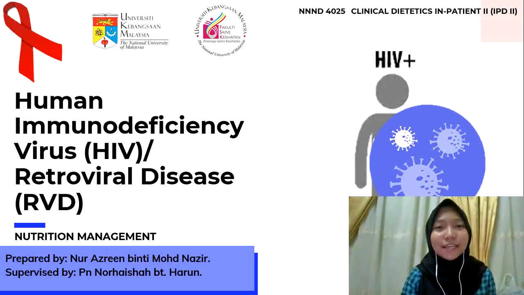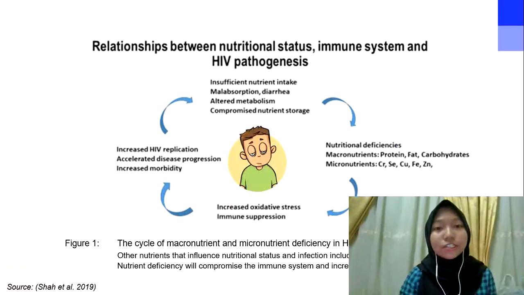Today I would like to present a case on the nutrition management of human immunodeficiency virus, HIV, or the other name is RVD. So I start with the relationship between HIV and the patient's nutritional status. What often occurs in HIV patients is they face insufficient nutrient intake, malabsorption and so on, and this will lead to nutritional deficiencies, both macronutrient and micronutrient deficiencies, and then lead to increased oxidative stress, and eventually will increase their HIV replication and accelerate the disease progression.